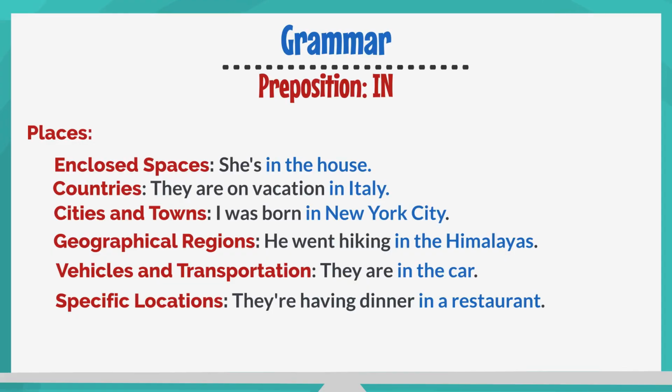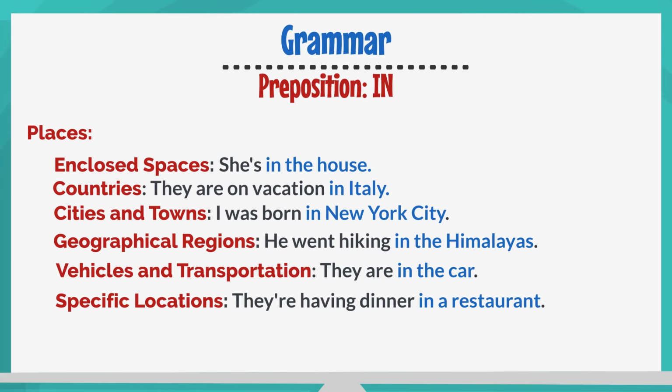In is used to indicate location or position in various places. Here are some general rules for when to use in with places. In is used for places that are enclosed or have clear boundaries, such as buildings. For example, she's in the house. In is used with the name of countries, for example, they are on vacation in Italy.